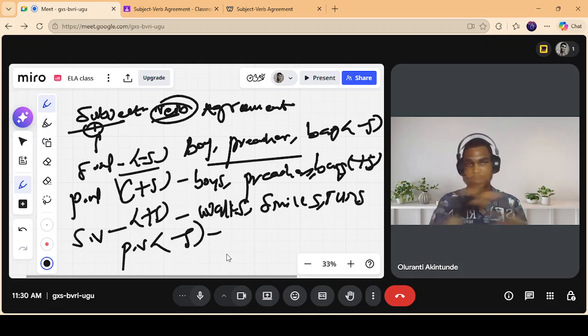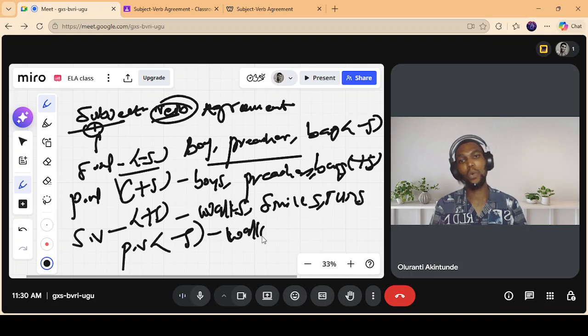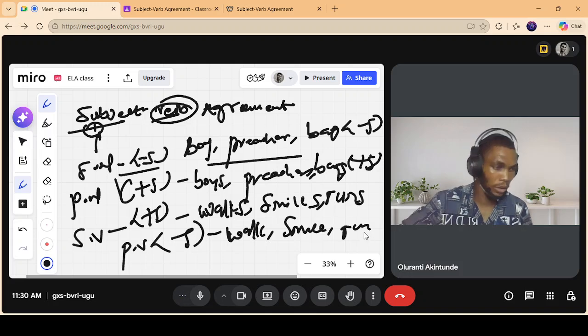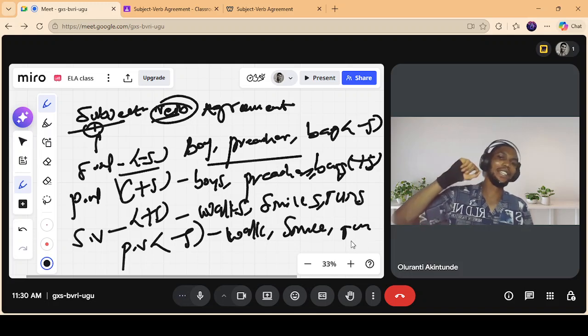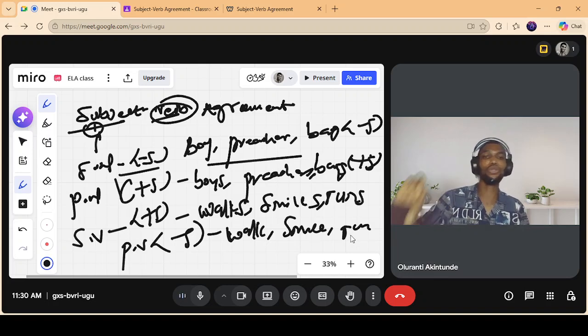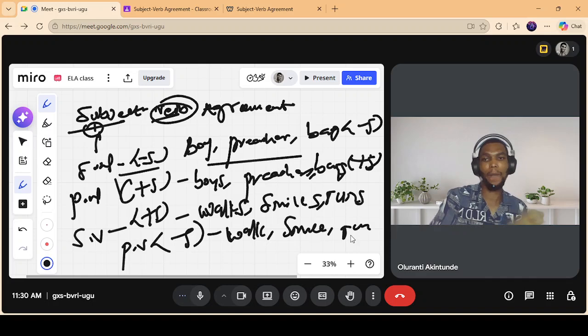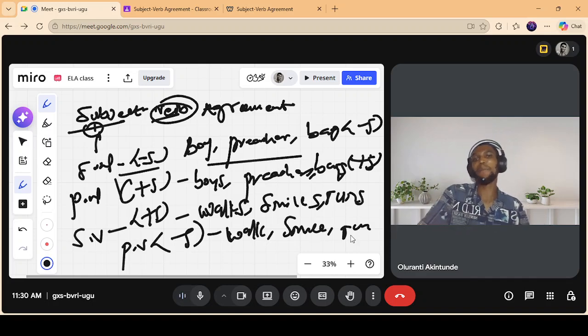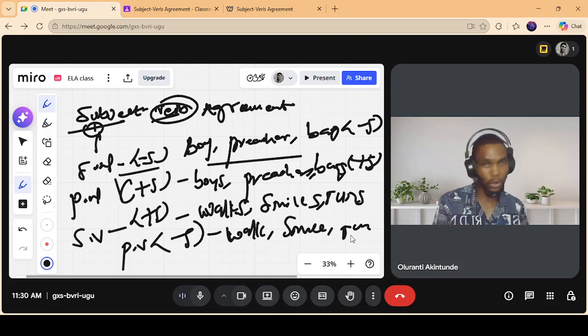Remember the inverse rule, right? Plural verb will not take s. So walks will become walk, smile, run. The men walk to work. The boys smile coldly. The children run to school daily. Now for singular, the man walks to work. The boy smiles coldly. The child runs to school daily.